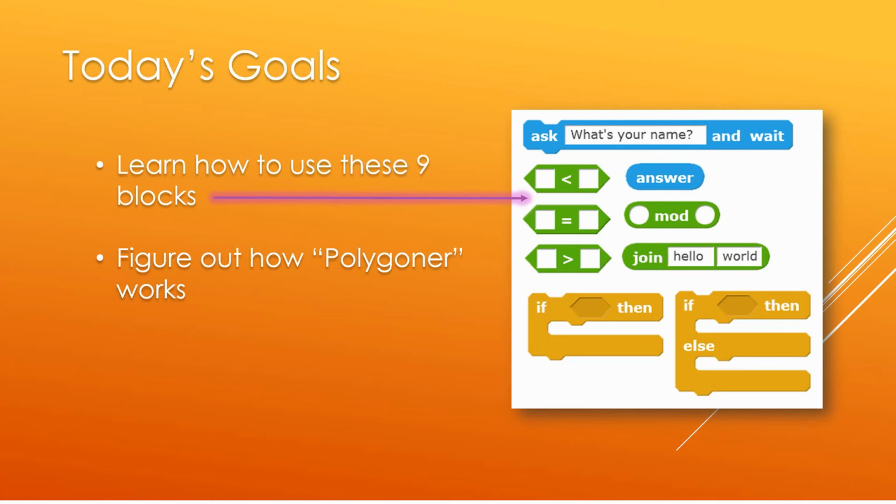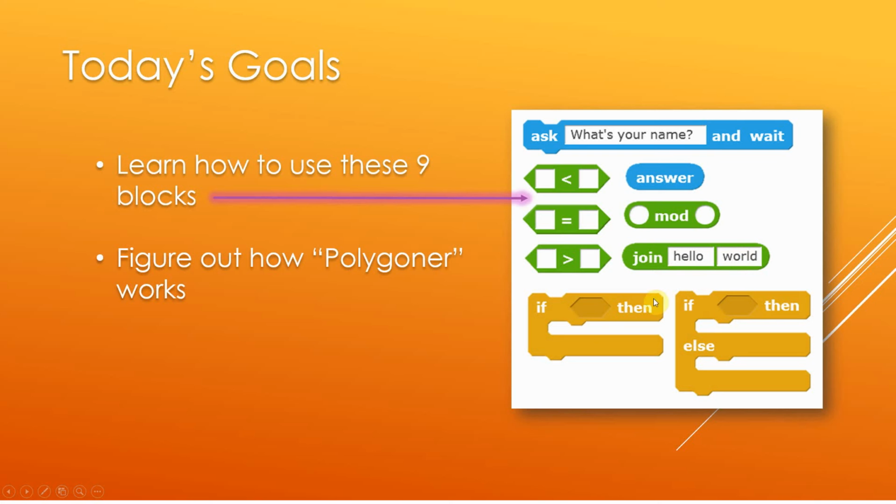Today we are going to learn how to use these 9 blocks on the right here. Alright, we've got the first one, which is ask and wait, which has a friend called answer. Then we've got the 3 inequality blocks, the less than, the equal to, and the greater than. Then we've got the mod block, which is something new, which will help us to figure out whether a number is odd or even. And then we've got the join block, when we want to join things together.